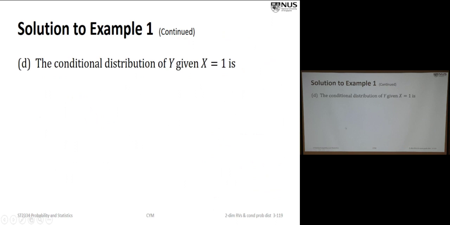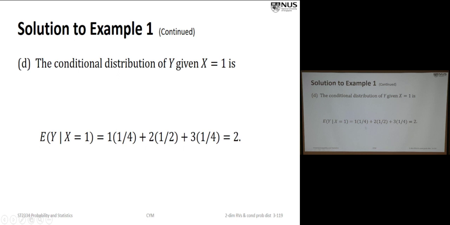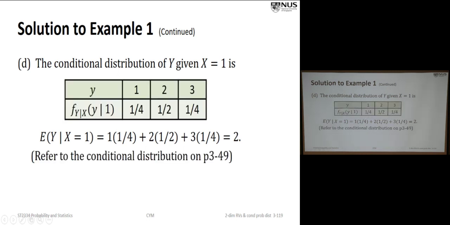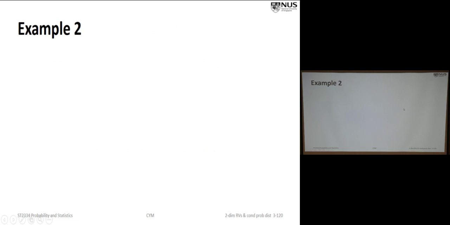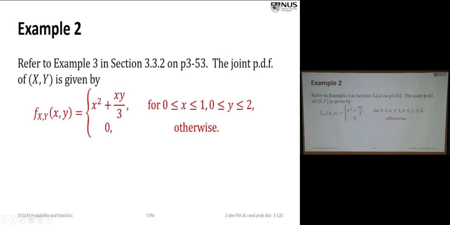All right. Conditional distribution of y given x. So we have done this before. So this is the y given x. That means you have to look at the joint distribution divided by the marginal of x equal to 1. So the expectation is 1/4 plus 2 times 1/2 plus 3 times 1/4. So it gives you 2. All right. Now, we have a few more pages. Let me finish this one. All right. So this is the joint PDF.